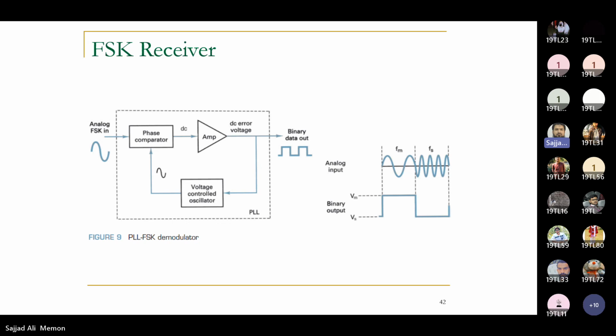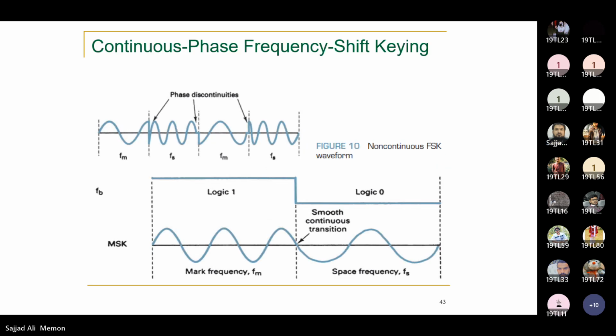So this is the PLL FSK demodulator, phase locked loop, and there is continuous phase shifting. Normally we have a discontinuity when we move from the mark frequency to the space frequency. You can see the discontinuity. So there is another type of FSK called continuous phase frequency shift keying, where you will see absolutely no change or disruption in the phase when you move from the mark frequency to the space frequency.